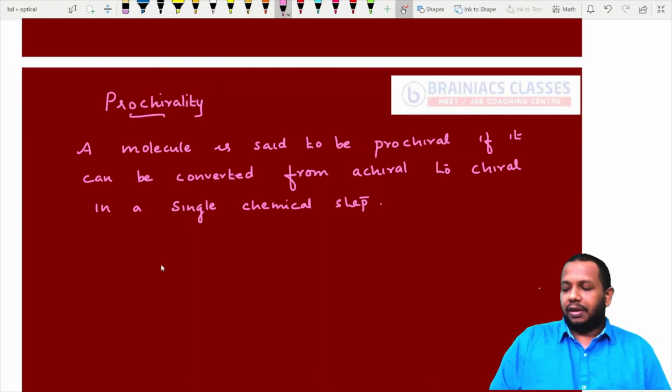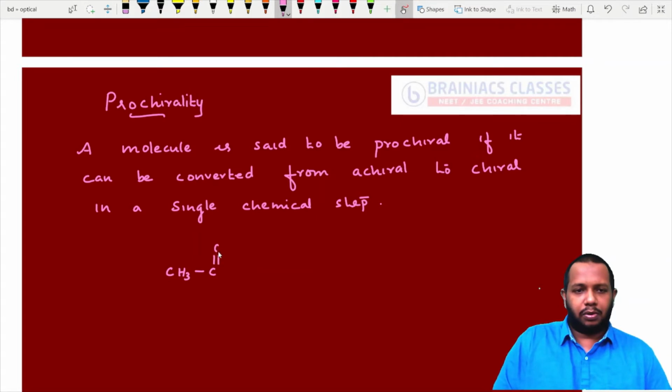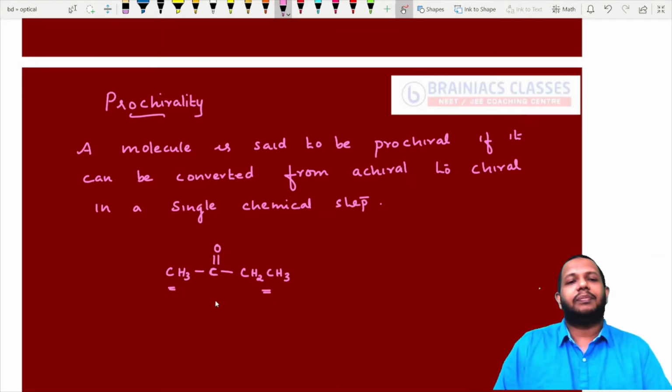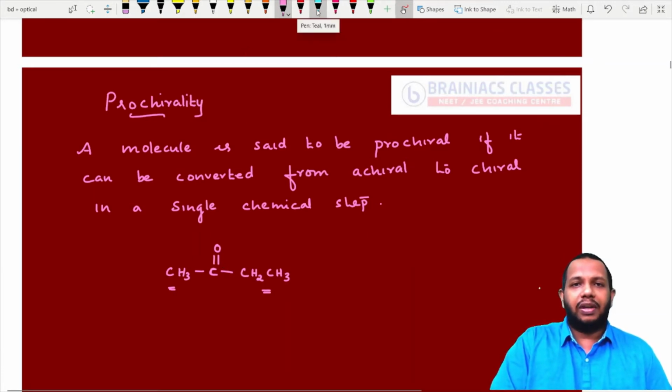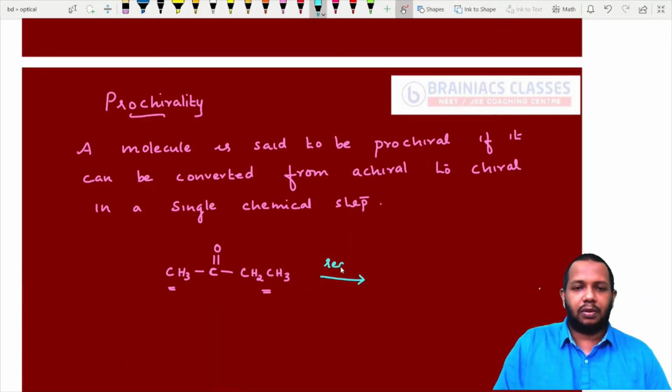Okay, I will tell the meaning. For example, look at this compound: CH3, C double bond O, and you have CH2, CH3. Now I know that this carbon is not chiral. One valency is CH3, the other valency is ethyl, but you have the C double bond O there, so we cannot define it as a chiral center, but we can say a stereocenter is possible. Now if you are doing a reduction on this one through a single step reduction, I am going to do a reduction with, for example, lithium aluminum hydride.